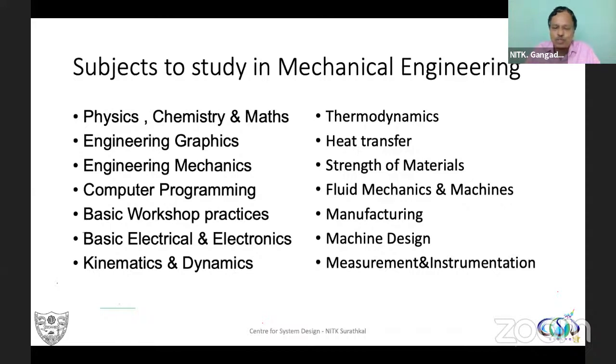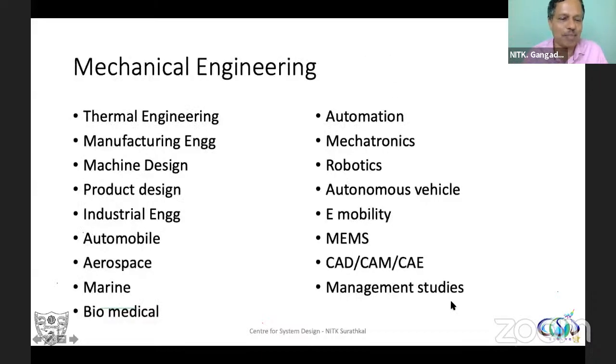In order to find what material can be used, how much strength it has, etc., we have strength of materials. You have seen pumps, compressors, etc. So there are fluid mechanics and machines. To make all this, manufacturing, then machine design and measurement and instrumentation, etc. So these are the topics which probably you will come across.